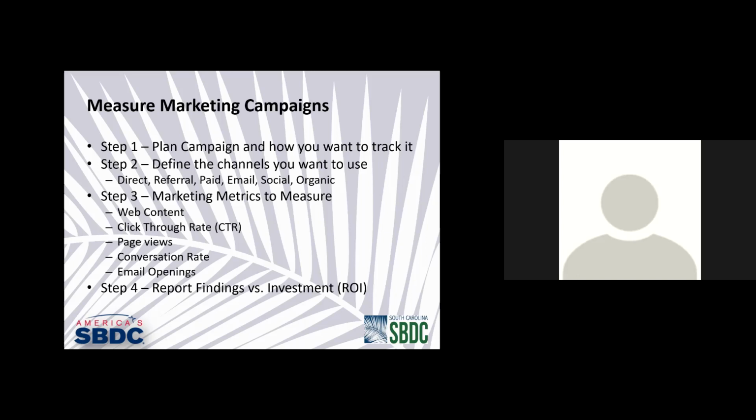Hey, don't get discouraged. If you send out 1,000 emails and only 10 people open them, or 100 people open them, okay, that's great. 100 people, that's 10%, right? The average email marketing campaign gets an average of about 1 to 1.5% people opening emails. So don't get discouraged. So you report your findings versus your return on investment.